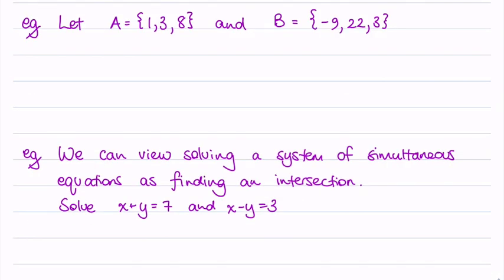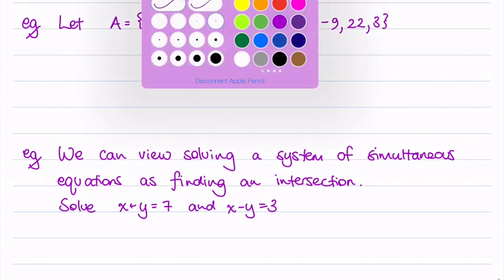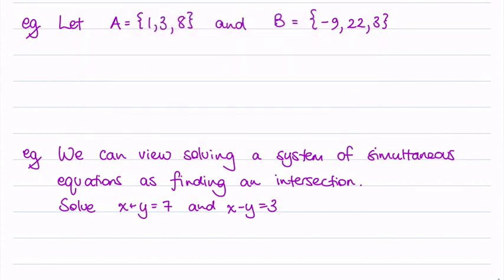Alright, so let's do some calculations. We've got two sets here. We've got A is equal to {1, 3, 8}, and B is equal to {-9, 22, 3}. And we'd like to calculate the intersection of A and B, which means finding all the elements which are common to both A and B. So if we work through A, look, A's got a 1, but B doesn't have a 1, so we're not going to have 1 in our intersection. A has a 3 and B has a 3, so 3 will be in the intersection. A has an 8, B doesn't, so in fact our intersection is just {3}.